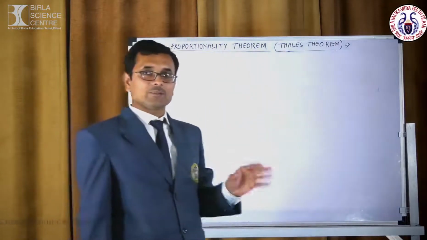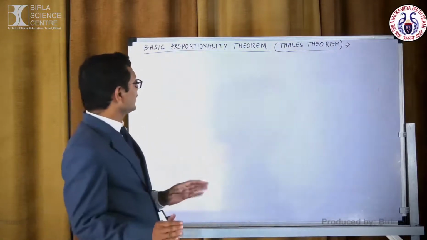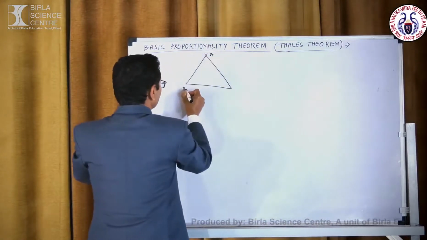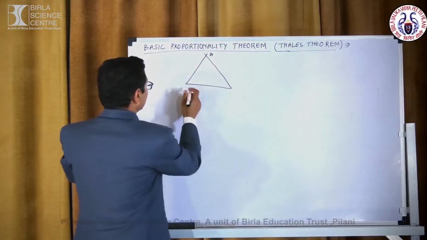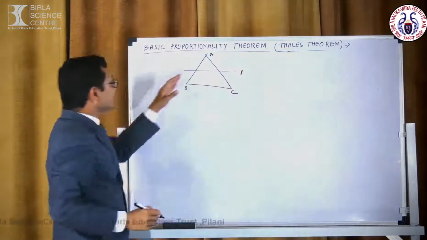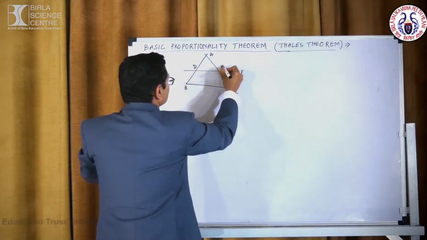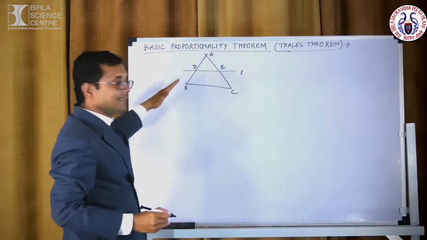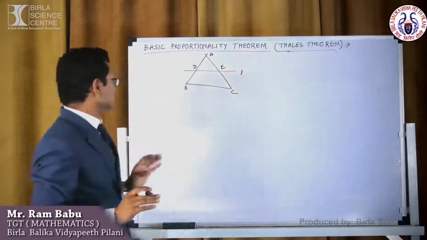According to this theorem, the statement is: if a line is drawn parallel to one side of a triangle and intersects the other two sides at two distinct points, then those two sides will be divided in the same ratio.